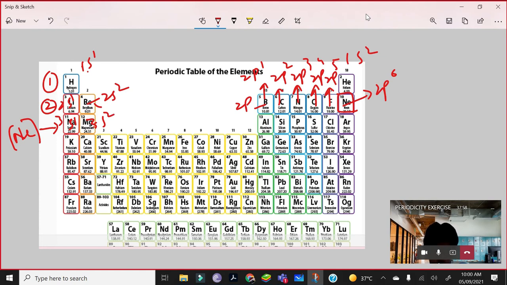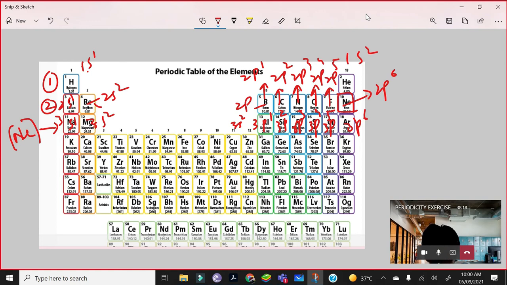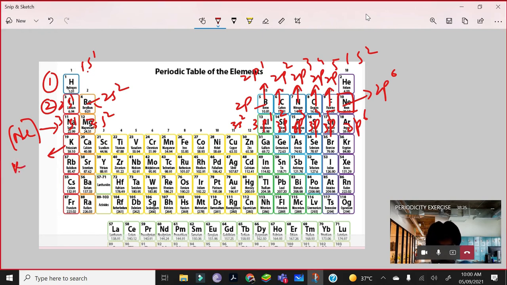For aluminium it will be neon, then 3s2, and after that 3p1, 3p2, 3p3, 3p4, 3p5, and 3p6. Now the configuration is locked. Okay, so when I start potassium, I'll go for argon in a square bracket. Then after that 4s1, this is 4s2.